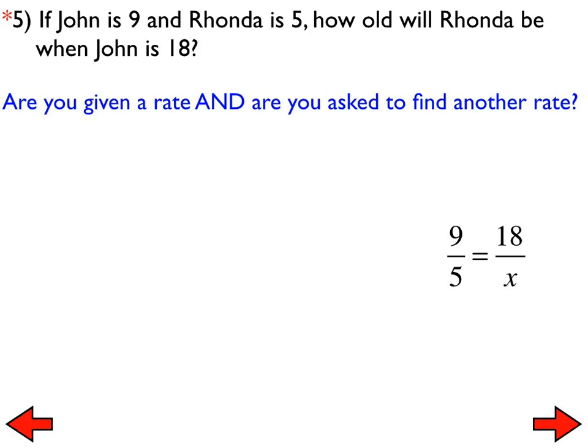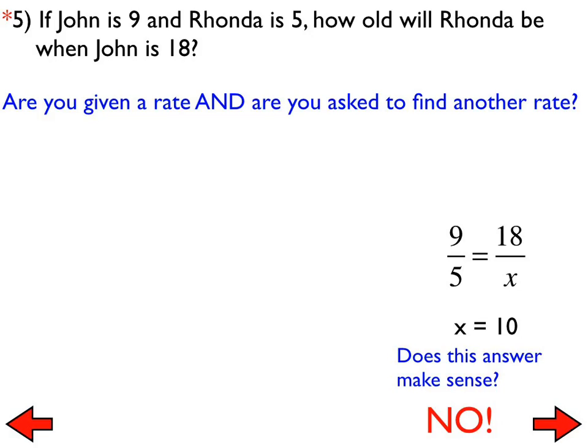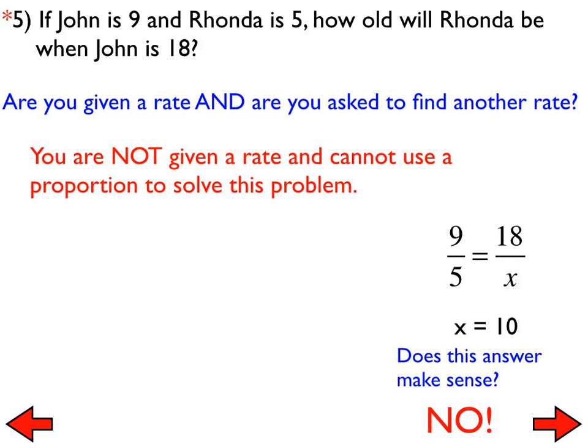But let's pretend like you went into automatic pilot and you set up a proportion like this one, and you used the upside down property and did all that stuff, and you got x equals 10. So let's think about that. Does that answer make sense? No, it does not. And let me show you why.